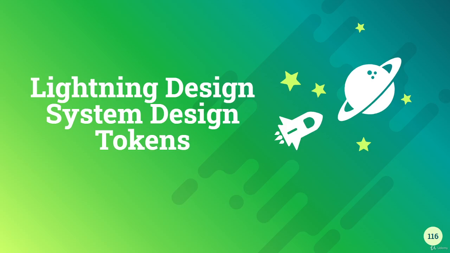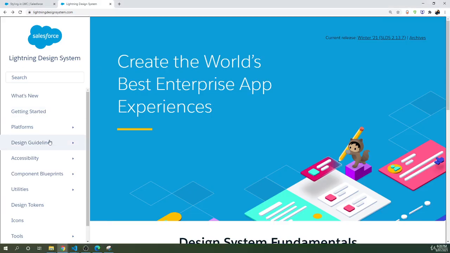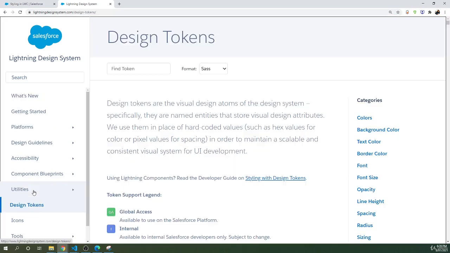In this video, we'll talk about Lightning Design System Design Tokens. In the previous video, we already saw how the Lightning Design System library works, and how we use these classes to bring styling to our component. Now there's another concept in this library called design tokens. These tokens help us to apply some style.